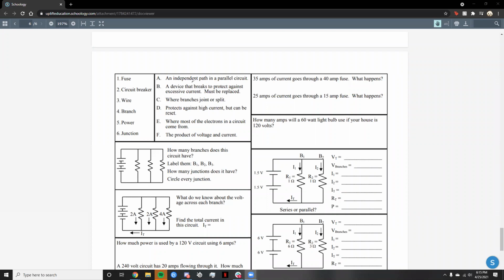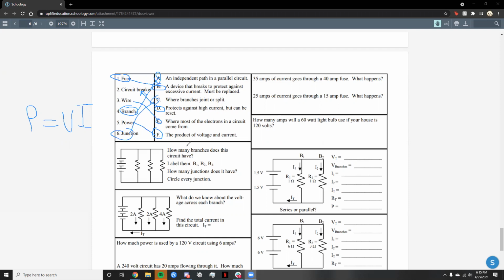A fuse is a device that breaks to protect against excessive current. A circuit breaker protects against high current and can be reset. Wires are where most electrons in the circuit come from. A branch is an independent path in a parallel circuit. Power is the product of voltage and current, since P equals V times I. And a junction is where branches join or split.